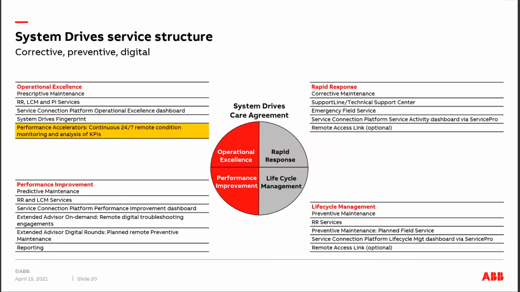And then our highest level, which is the operational excellence. And this is where the ability drives performance fits. You see I have highlighted there the continuous remote monitoring and analysis of KPIs that John was showing you. We refer to that as our performance accelerators, but this is the full digital, always on connection for monitoring and data analytics. So just wanted to give you that structure. Again, these are levels that customers choose based on their needs. And so all of these are available for system drives.